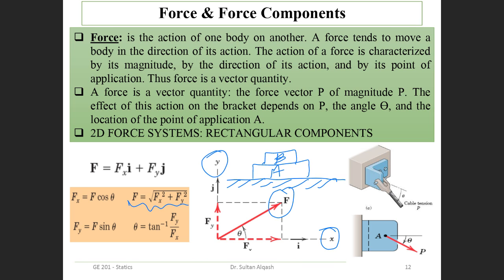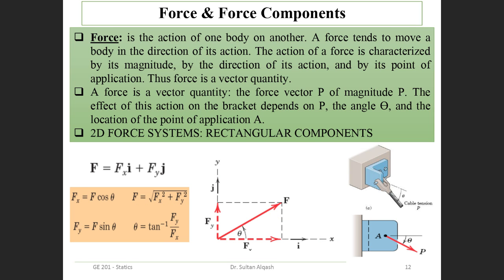X-axis. Can anyone tell me? Let me see your knowledge. Can anyone tell me what the small i means, and what the small j means? Anyone? Let me see your knowledge.